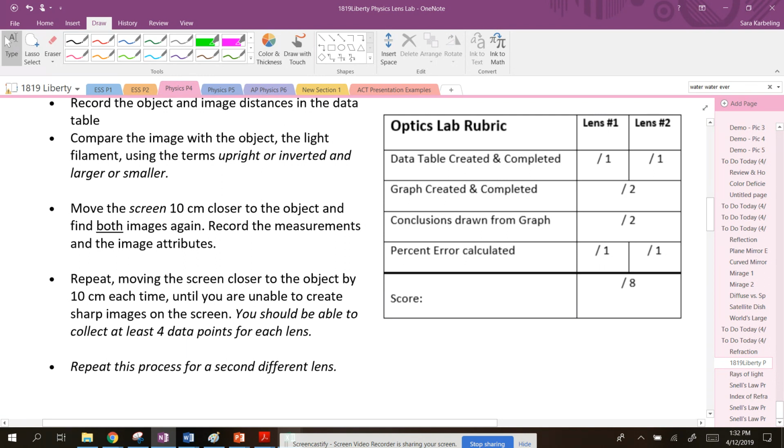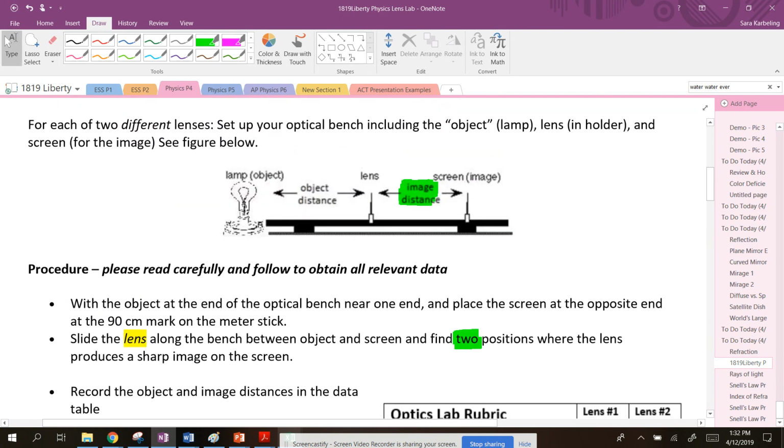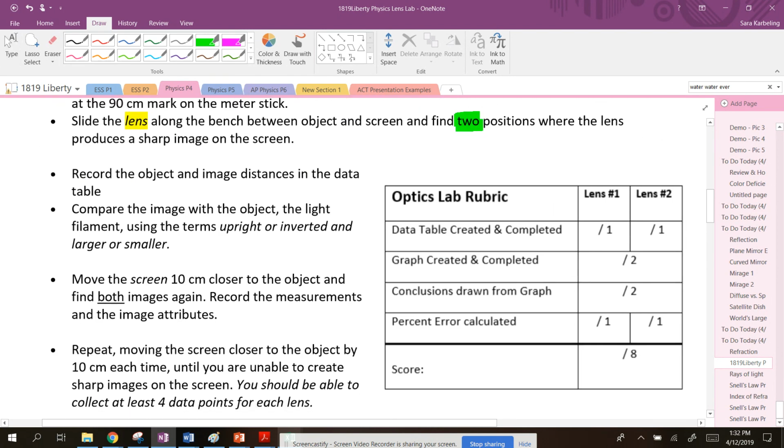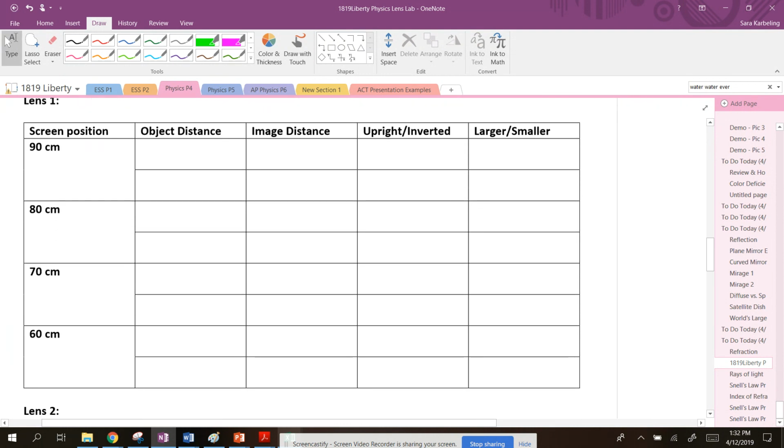And then you're going to move the screen a little closer and do the same thing. You move it a little closer, you do the same thing. Keep moving it a little closer until you can't see anything anymore. On the back of your sheet, I gave you data tables. You're welcome.